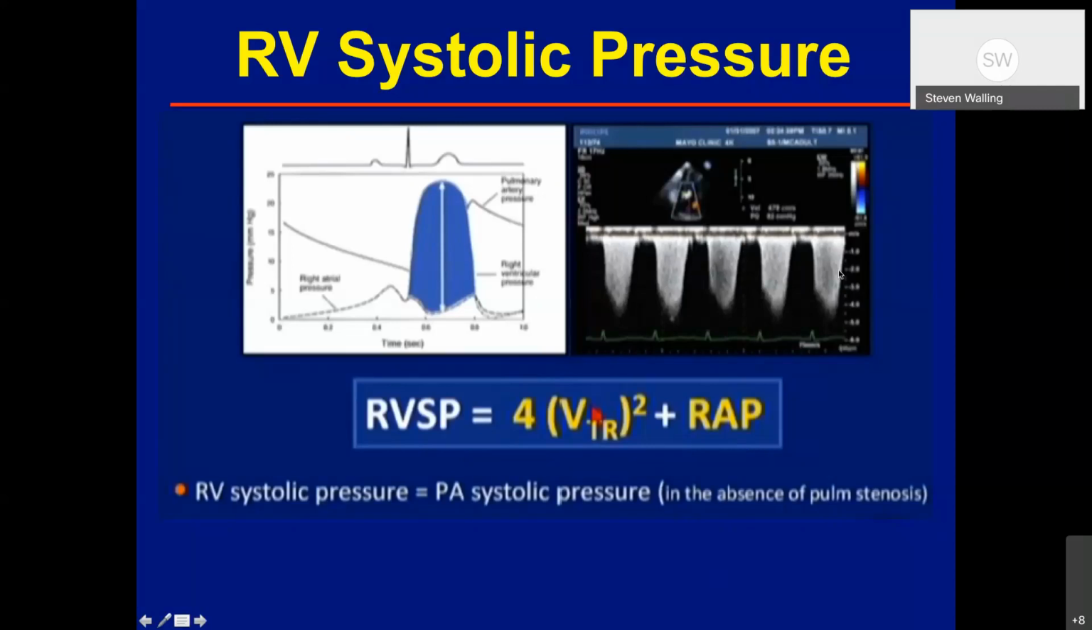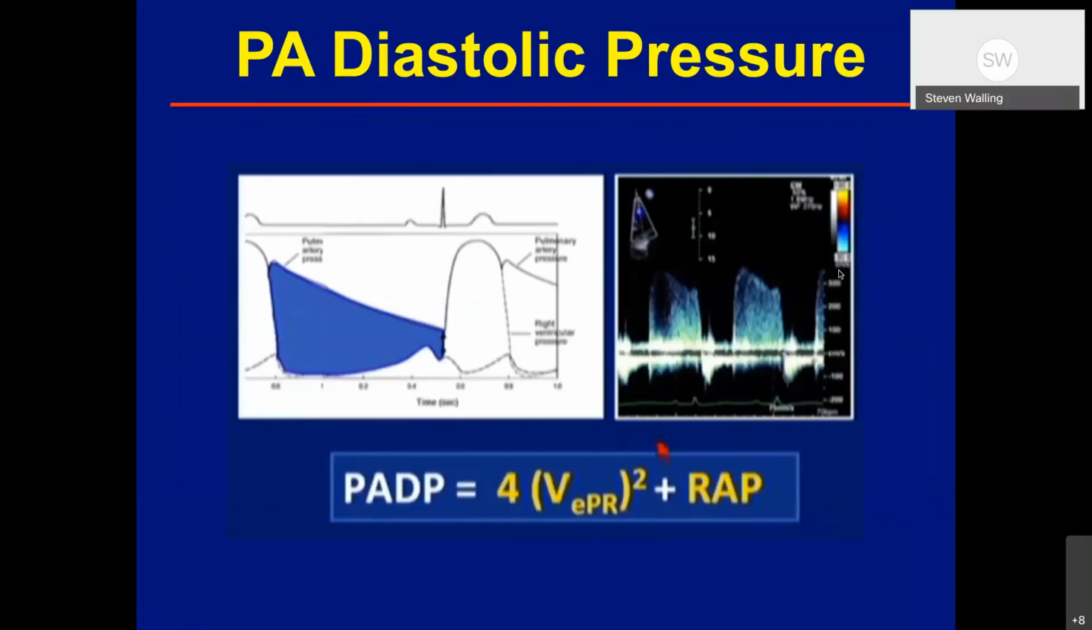But often we don't get it. In the report, how many times do we see an inadequate TR jet, unable to report this PA systolic pressure. And there's a way we can measure the diastolic pressure, and that we can use the pulmonary valve, and then at the end of the diastole, again using the same formula, what you get is the end diastole pressure.